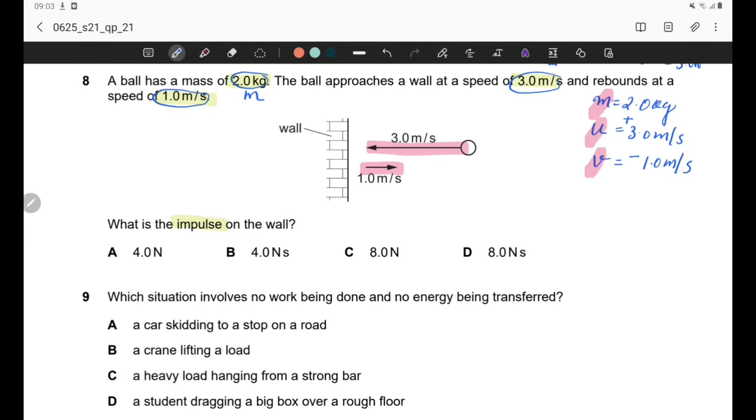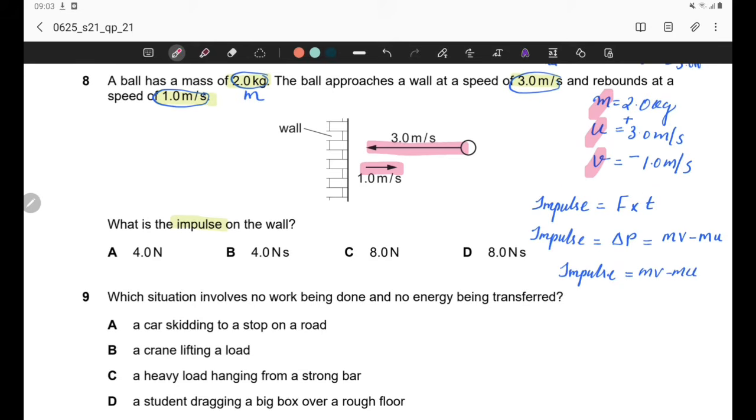And in order to calculate impulse, you should know two equations of impulse. The first equation is the basic equation of the impulse, that is impulse is force times time. And the second equation you can derive from the equation F is equal to ma. Anyway, you need to know the second equation by heart also, that is nothing but change in momentum. Change in momentum means final momentum of the ball minus initial momentum of the ball, mv minus mu. So impulse is equal to change in momentum, that is mv minus mu.